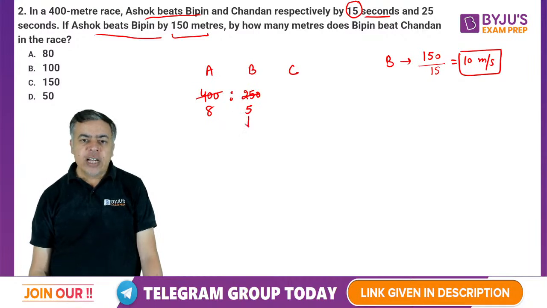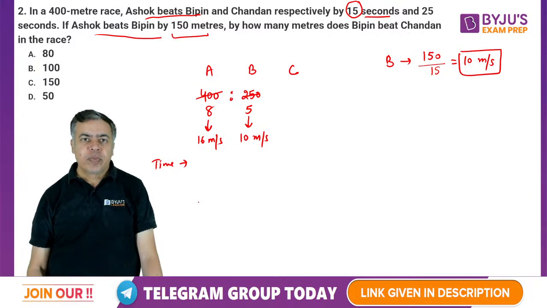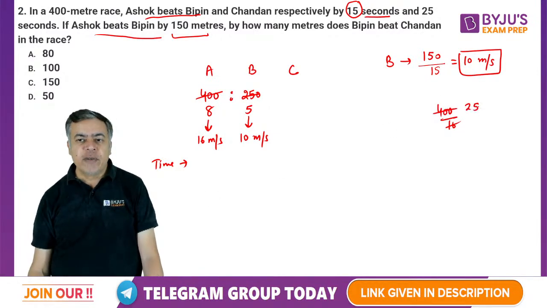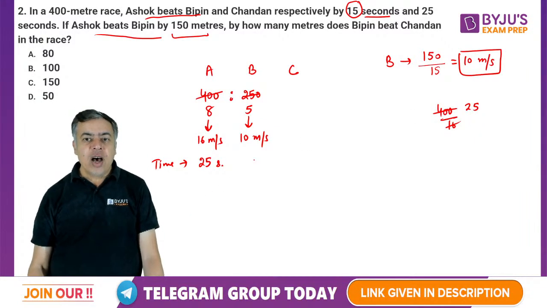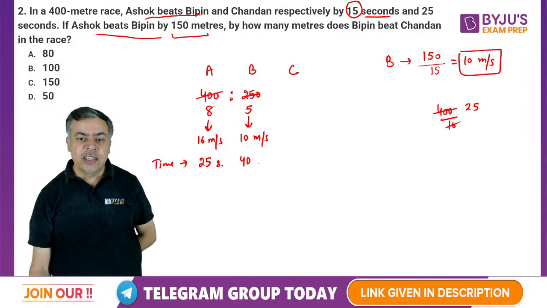But now I know that Bipin's actual speed is 10 meters per second. So that means the actual speed of Ashok is 16 meters per second. And the length of the race is 400 meters. So the time taken by Ashok should be 400 by 16, that is 25 seconds. And now, because Ashok beat Bipin by 15 seconds, Bipin must take 40 seconds. You can see 10 into 40 will be 400 again.